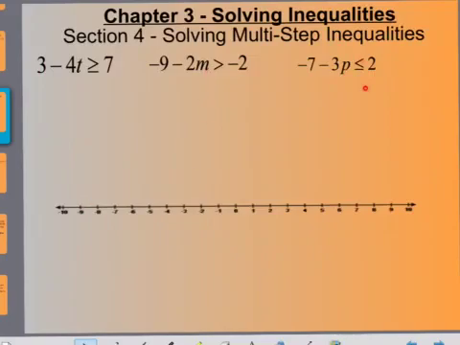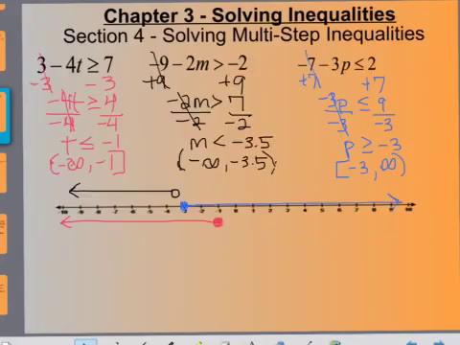Again, take a minute to solve each of the following inequalities, and make sure you plot each one on a separate number line. This time, try to include interval notation on your own for each one.